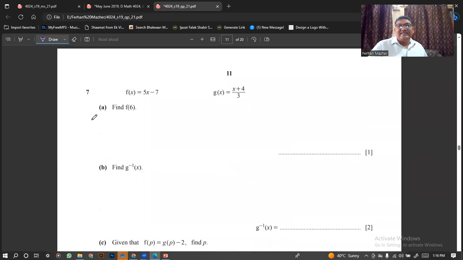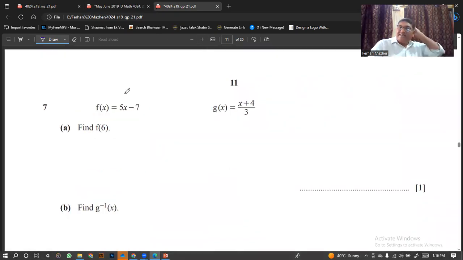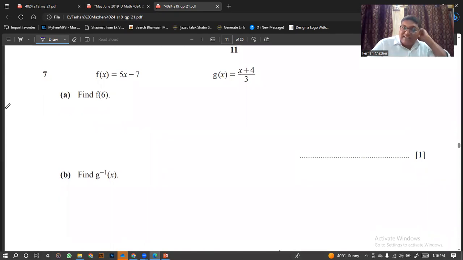Hopefully you understand. Okay, so we are going to the next question, and that is question number 7. He says f of x is equal to 5x minus 7 and g of x is equal to (x plus 4), the whole thing divided by 3. These are two functions given here. The A part of question number 7 is very simple. He says f of 6.